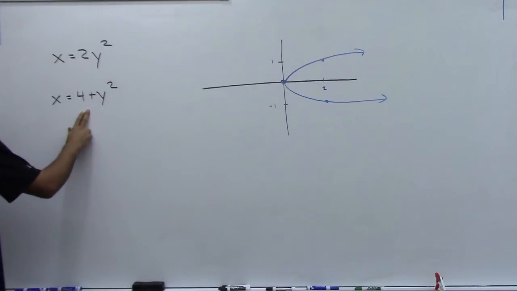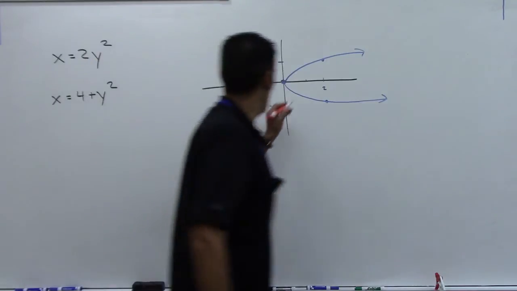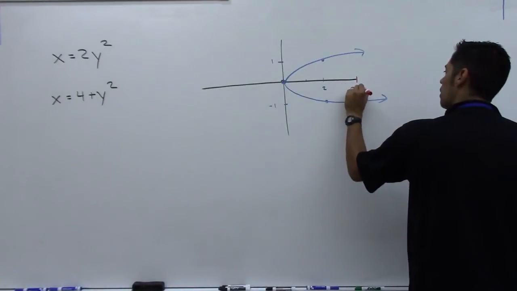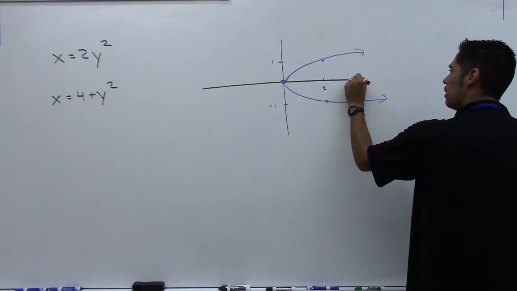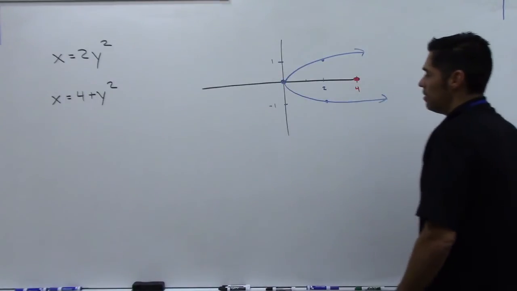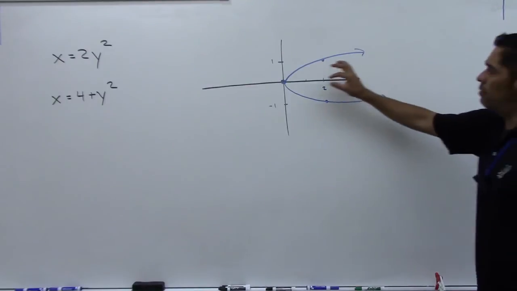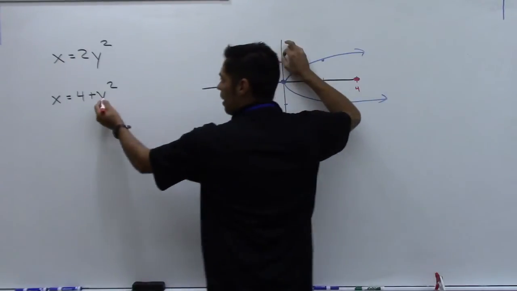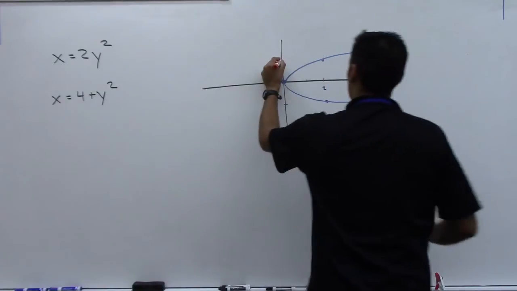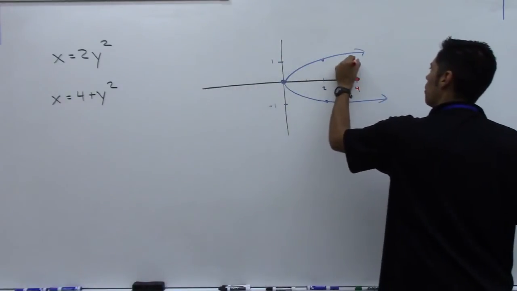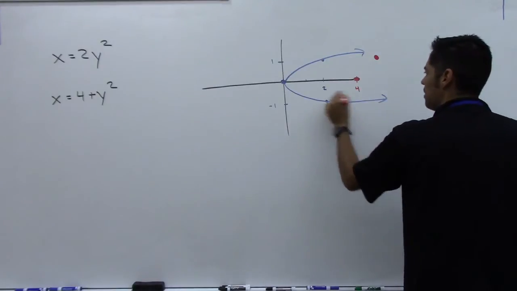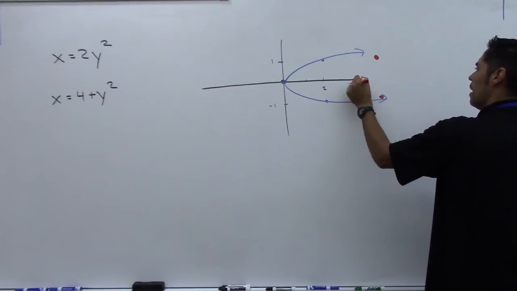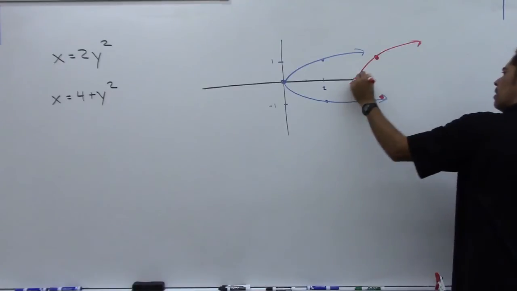So let's see what happens. If y is 0, x is 4. So if y is 0, x is 4, here's 4. So here. Now let's see what happens. If y is 1, then you square it, you get x is 5, which is 4 out here, 5 like this. And then same thing happens at -1. And so what you have here is a parabola opening up like this.